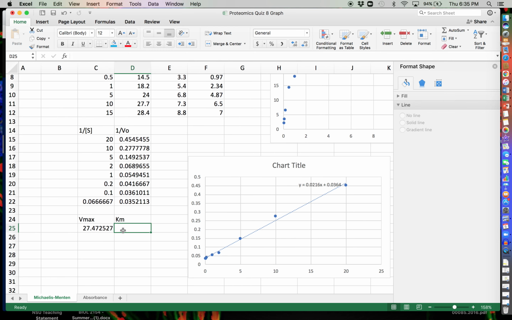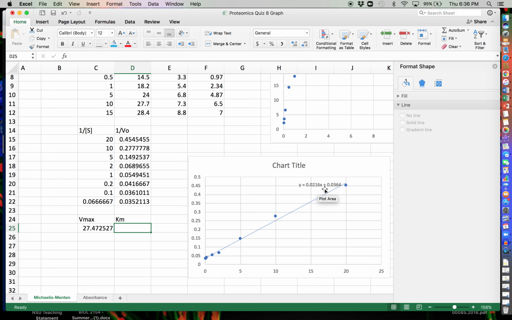Okay, and then for the Km, there are actually two different ways that we can do this. The harder way, I think, is to make use of the x-intercept. The x-intercept is equal to -1 over Km. That's a little bit harder to do because we would actually have to use this equation, set y equal to 0, and then solve for x. So we can do that, but what would be easier is to use the slope.